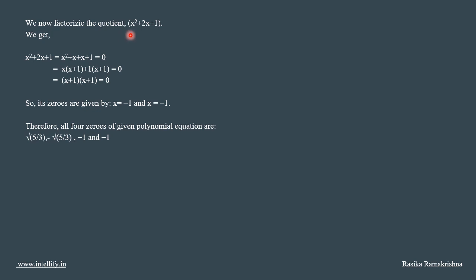So we factorize x square plus 2x plus 1. If you are very strong with your algebraic identities, in one look you will probably say that this is x plus 1 the whole square. But in case you did not guess it, we can still go ahead and split the middle term, and you have x plus 1 into x plus 1 equal to 0, which implies that x is equal to minus 1 comma minus 1. That is, minus 1 is the 0 of multiplicity 2. Therefore, the zeros of the polynomial are positive root of 5 by 3, negative root of 5 by 3, minus 1 and minus 1.